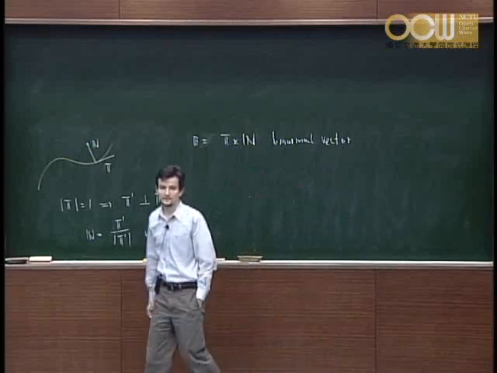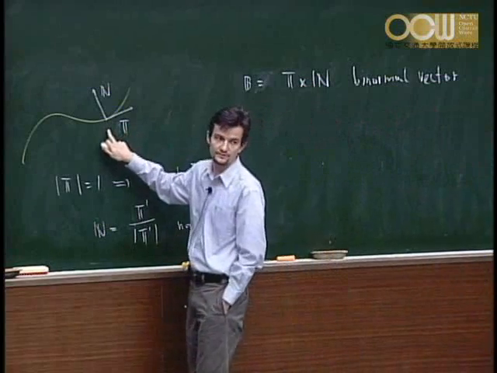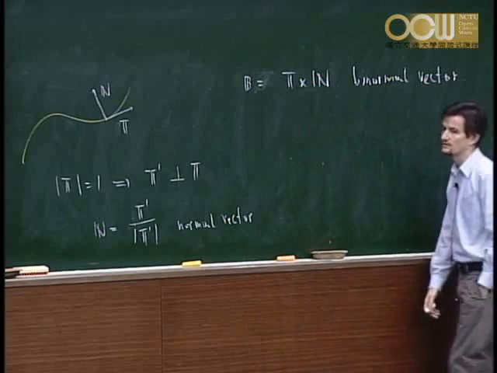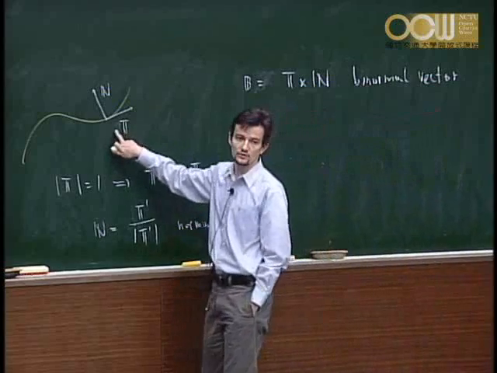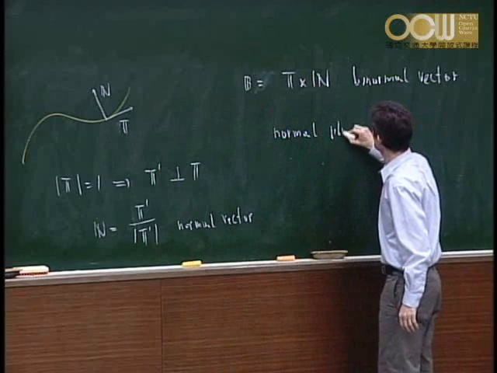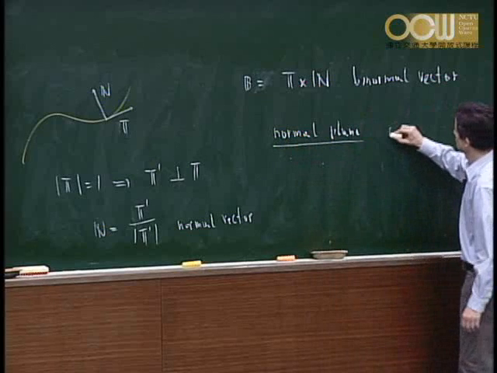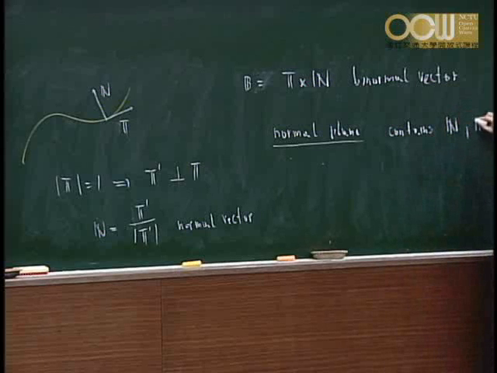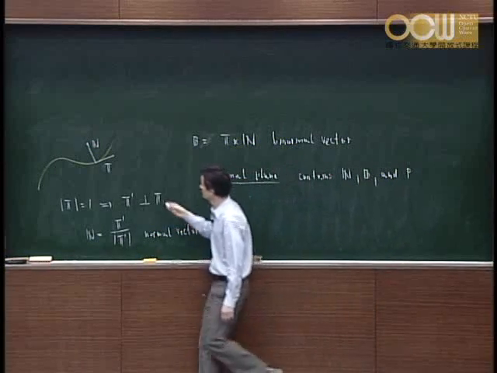Now, normally, certain planes are defined together with a point of a space curve. First, the plane which is spanned, or which contains n and b. Okay, this plane is of course normal to the tangent vector, so this plane is called normal plane. So the so-called normal plane is the plane which contains n and b. And the point here, this one.